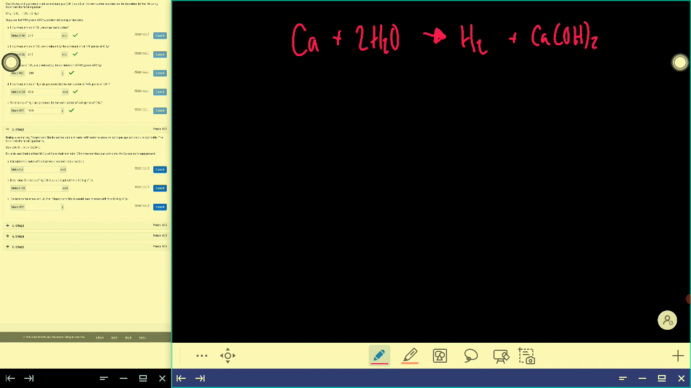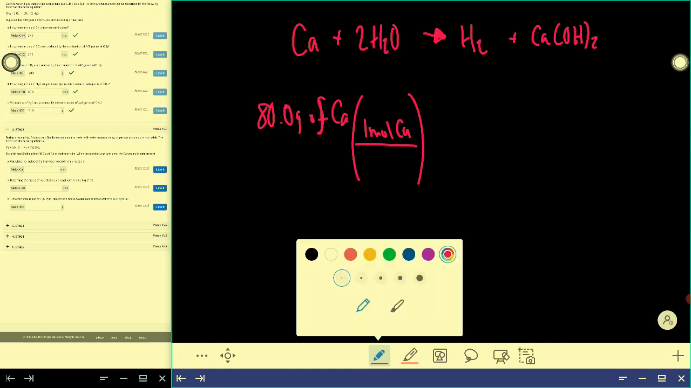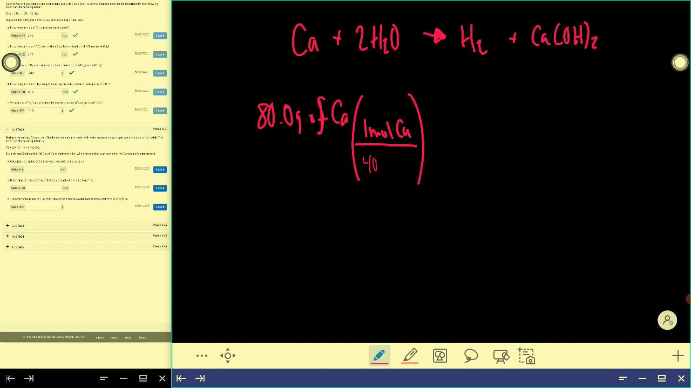Okay, so now we're going to do the stoich they want. They said these people have 80 grams of calcium in their test tube. So 80.0 grams of calcium. When the reaction was complete, the calcium was no longer present. So that means they used all of their calcium. Calculate the moles of calcium that were reacted. So how many moles of calcium are there in 80 grams? In 1 mole of calcium, we know the mass is 40.078 grams of calcium.